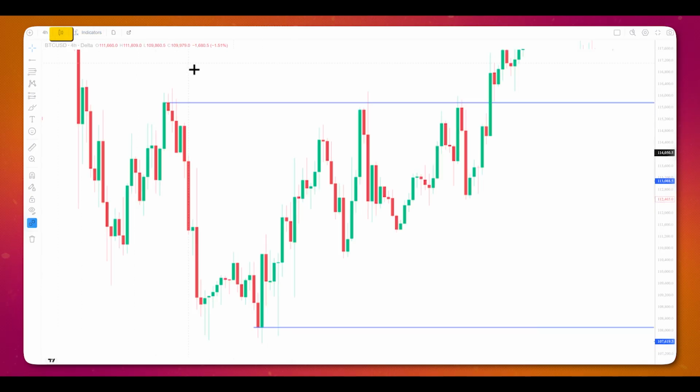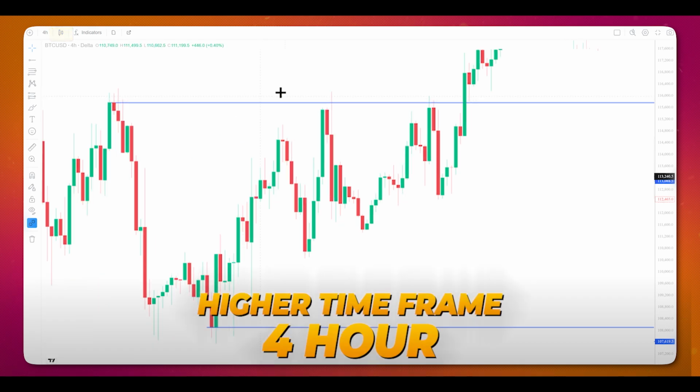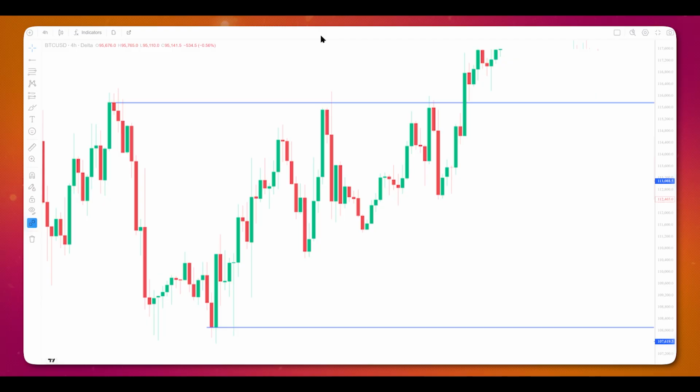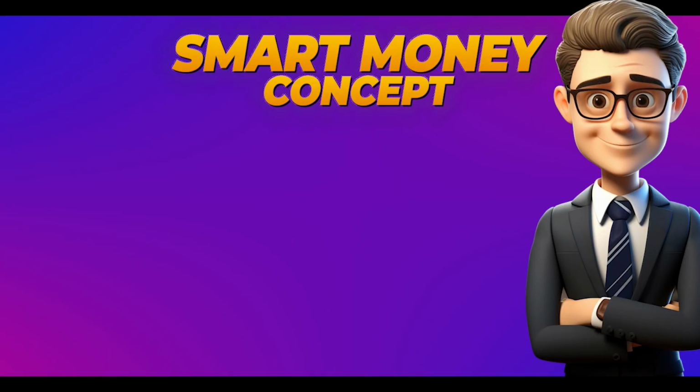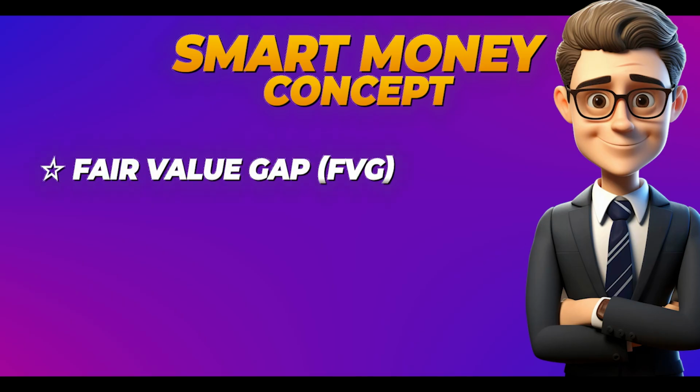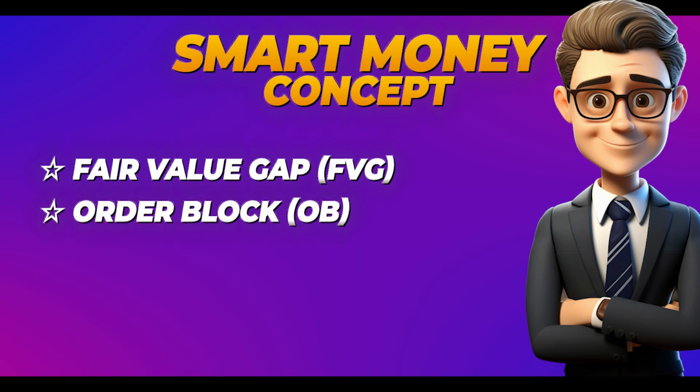Everything we have done so far is on the higher time frame, which in this case is the 4-hour time frame. After marking support and resistance, now we bring in the smart money concept. In smart money concept, two things are extremely important. One, fair value gap, that is FVG. Second, order block, that is OB.